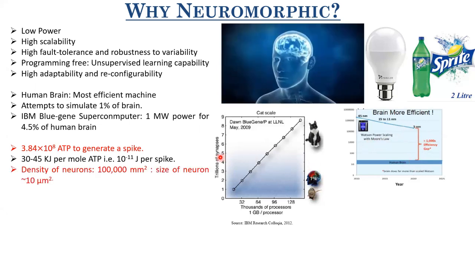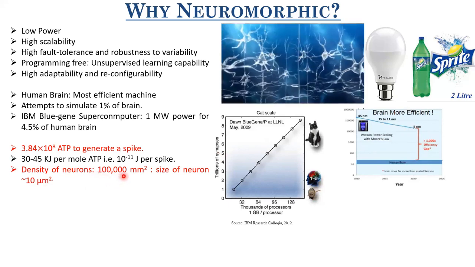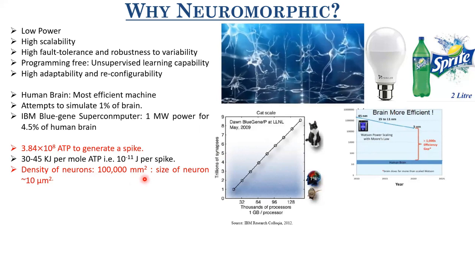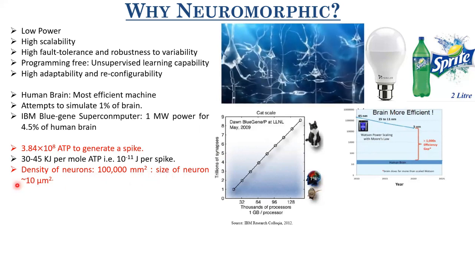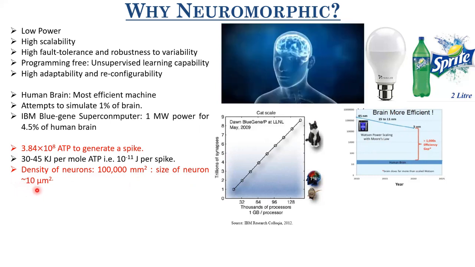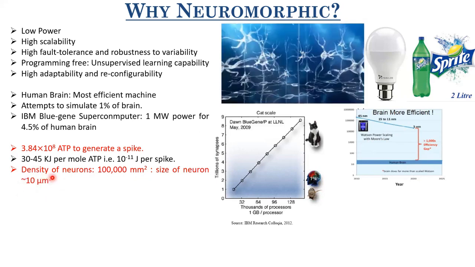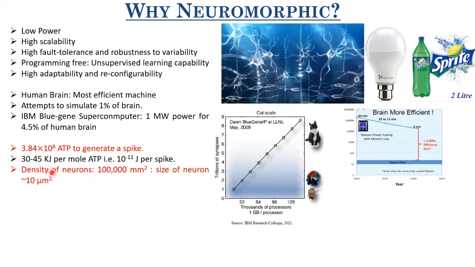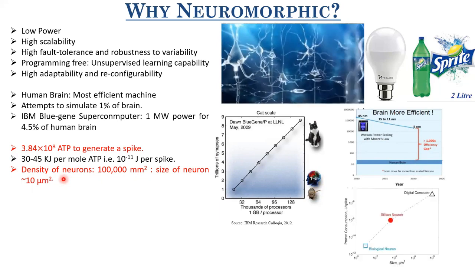Also, if you talk about the density, the density of neurons is close to 1 lakh per millimeter square. And there are 10^11 neurons in your human brain. So the size of one neuron comes out to be something like 10 micrometers square. So that is pretty huge. I mean, that is actually higher than the size of transistors or the size of these RRAMs. So we can actually compete with them in terms of area.